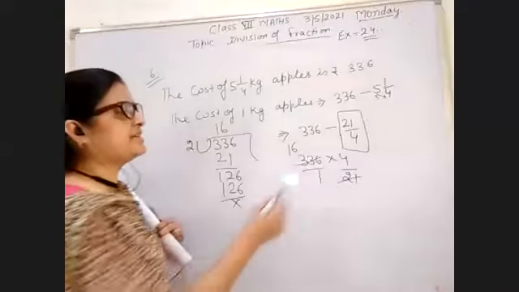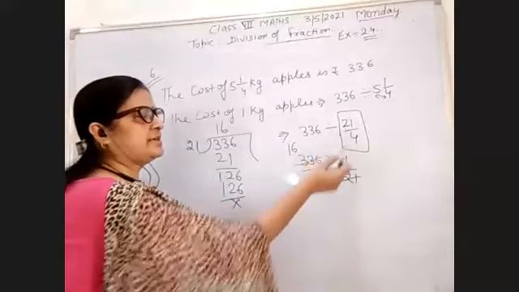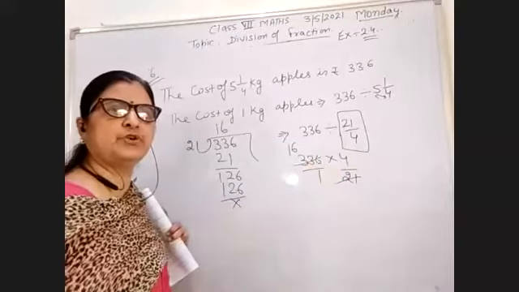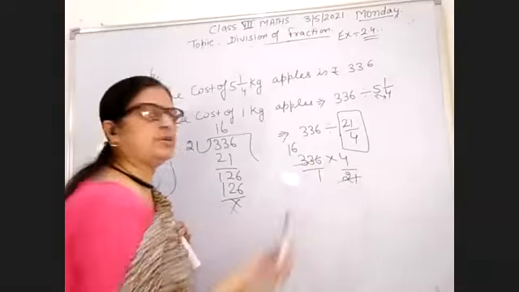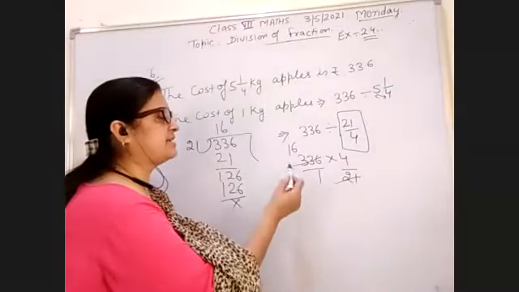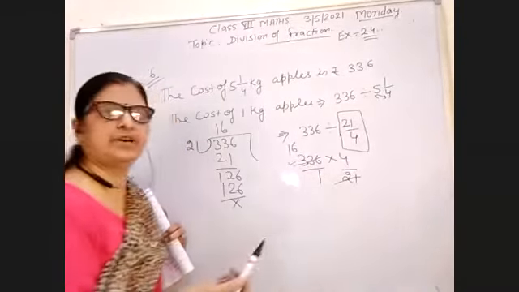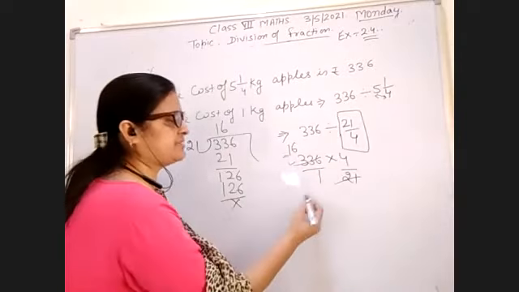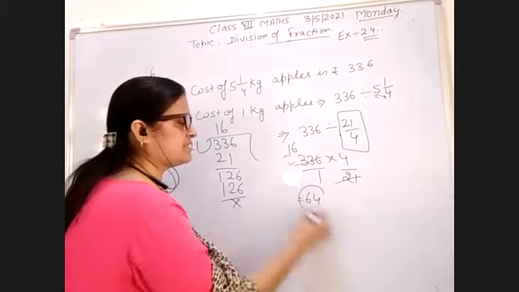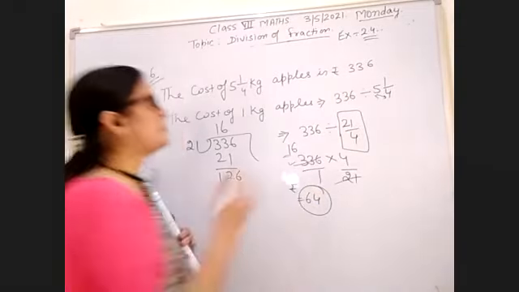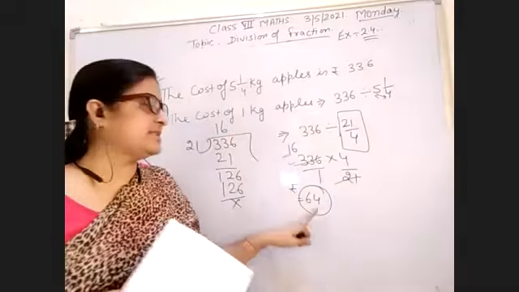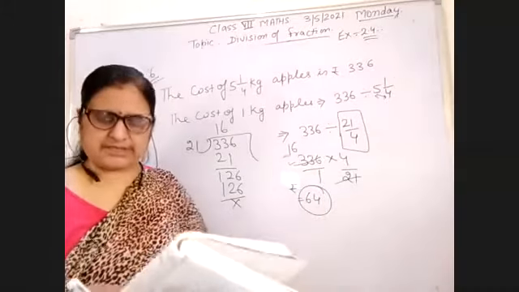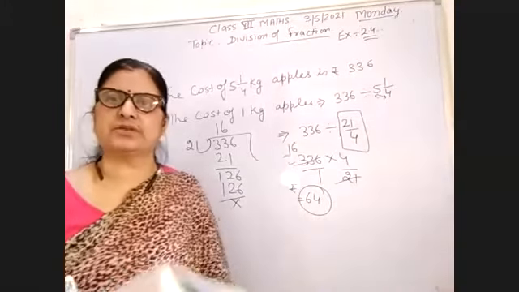When you divide, you have to take the reciprocal of 21/4, and it is equal to 4/21. When you divide 336 by 21, it is equal to 16. Now you have to multiply 16 by 4, it is equal to 64. So the cost of 1 kg apple is 64 rupees. Okay, note down this question now.